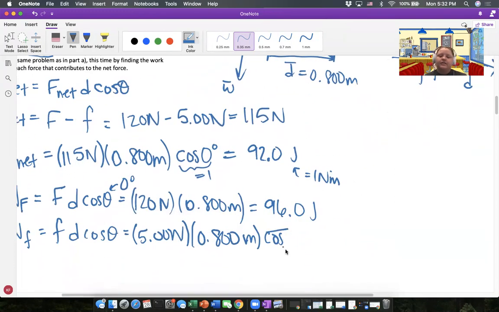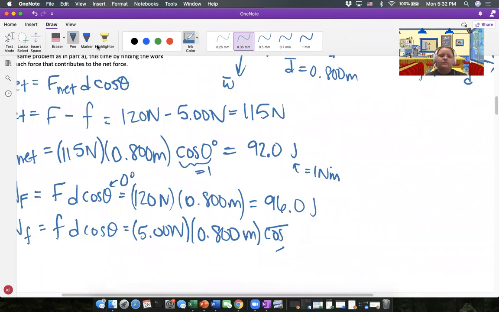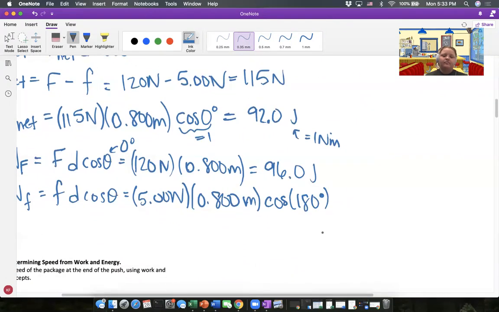So it's going to have cosine of 180 degrees, and cosine of 180 is actually exactly -1. So I'm going to have a negative value here, and it's going to come out to be -4 joules.